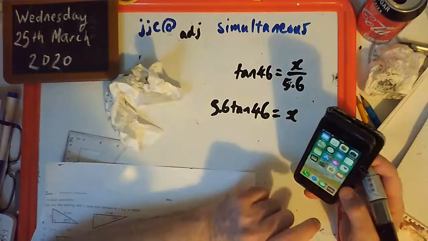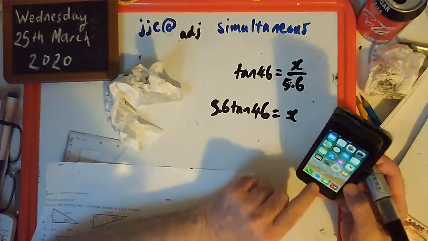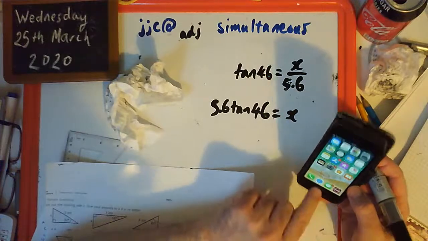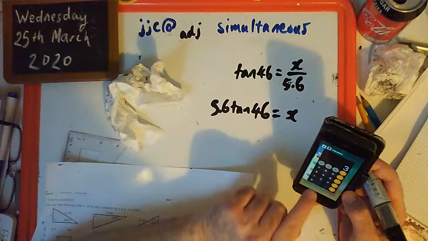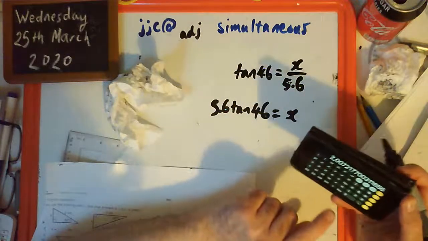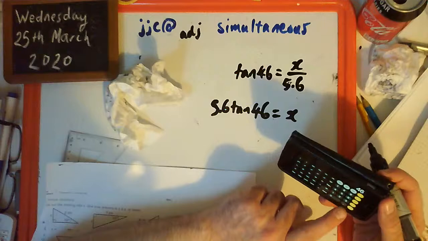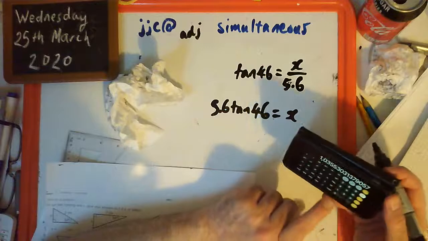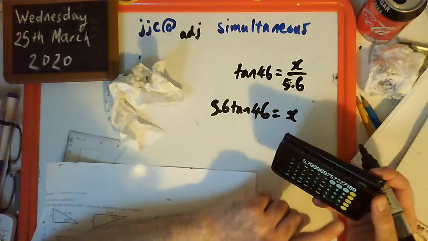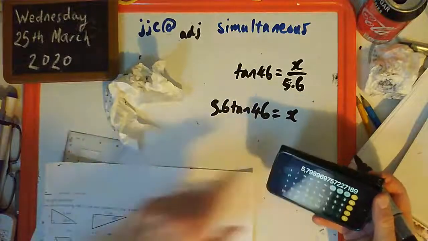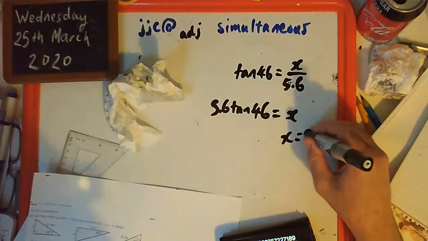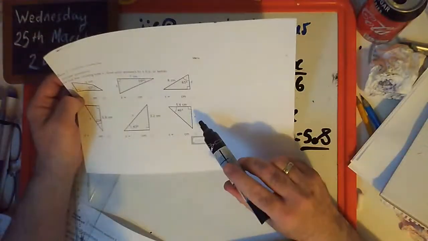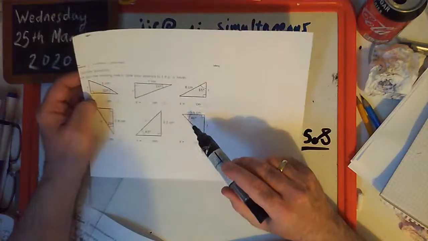Tan 45 is nearly 1, isn't it? So tan 45 is 1, so tan 46 isn't going to be much different from that. So this is going to come out to be quite near to 5.6 anyway. So 46 tan is just a bit more than 1, and times 5.6 is 5.798. So x equals 5.8 to 1 decimal place, which makes perfect sense looking at the question.